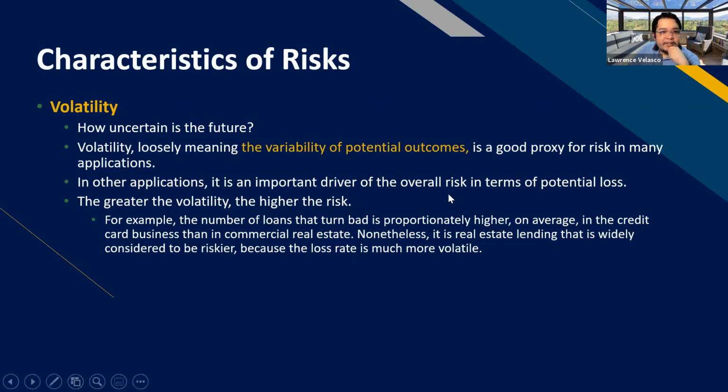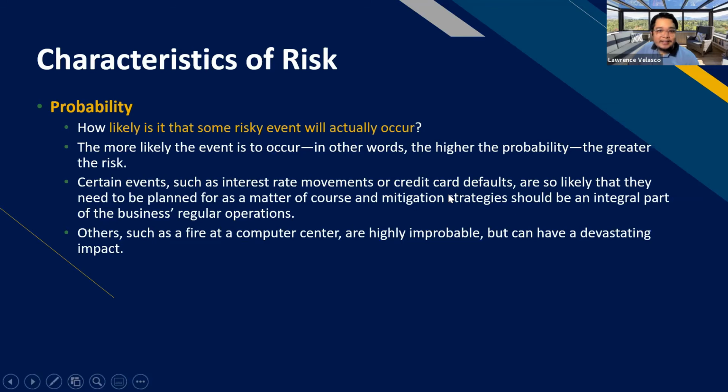Next characteristic of risk is probability. So this is the chance that it will occur. Of course, the higher the probability of that risk, then the greater is that risk. Certain events such as interest rate movements or credit card defaults are so likely that they need to be planned as a matter of course, and mitigation strategies should be integral to the business's regular operations. In other words, the probability might be so high that it's already part of your budget.